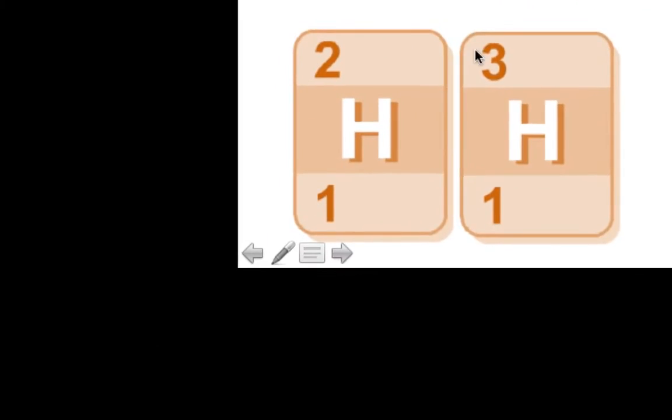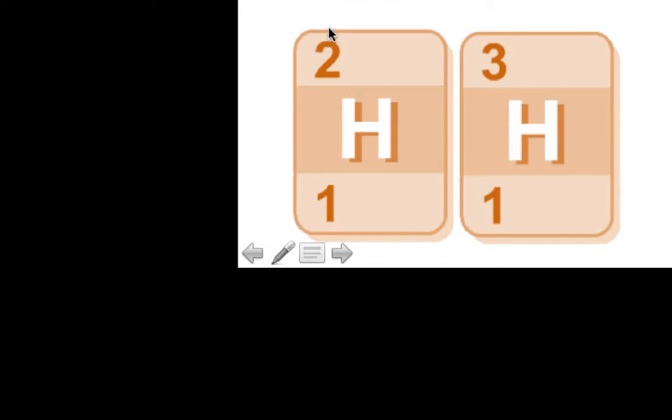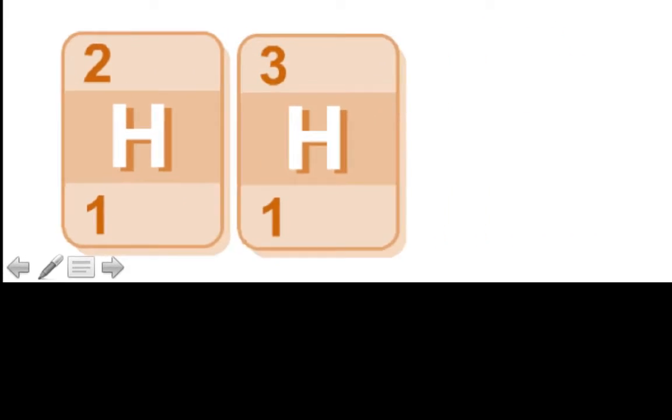Here we've got isotopes of hydrogen. This isotope of hydrogen has an atomic number of 1, that's what makes it hydrogen, but it has a relative mass of 2. So that means it's got 1 proton, 1 neutron. This one has 1 proton, that's what makes it hydrogen, but the total mass, the relative mass is 3, so therefore it must have 2 neutrons to make the total mass up to 3.